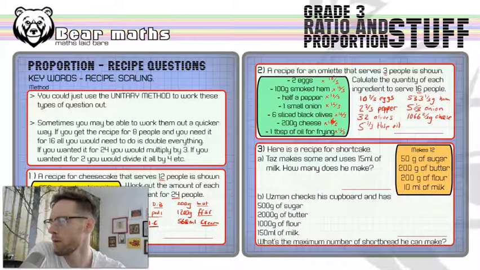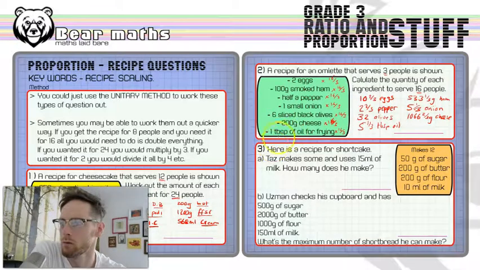A little bit more thought involved in this one probably, as there always is for the third question. So here's a recipe for shortcake. The recipe for shortcake, you can see it says it makes 12. Taz makes some and uses 15 milliliters of milk. How many does he make? So he's not used 10 milliliters of milk, he's used 15 milliliters of milk. So he's not making 12, he's making more than 12. I hope that makes sense straight away.